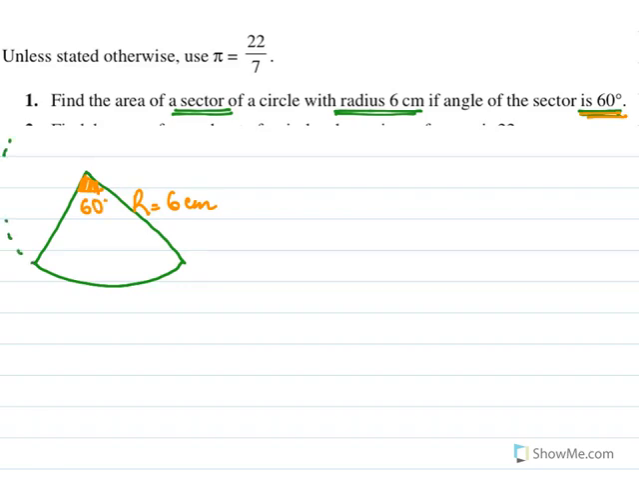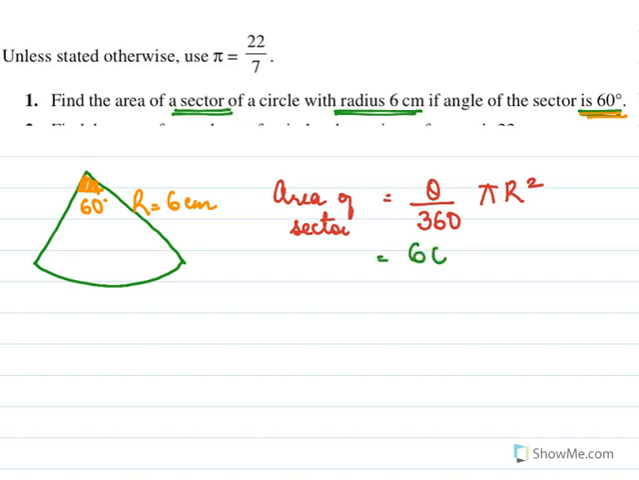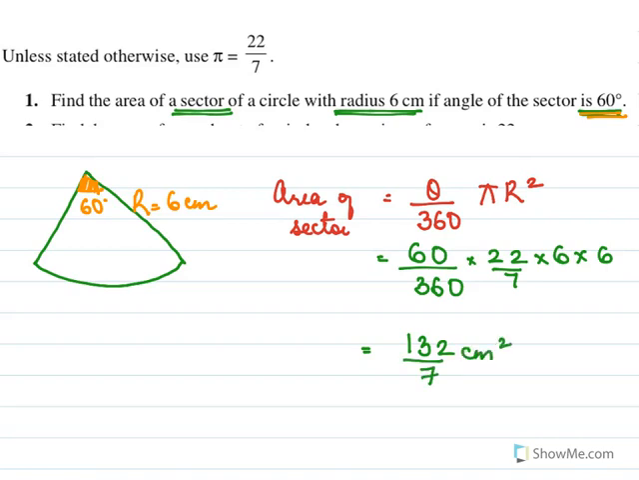However, this is a part of a circle, you know. This is the entire circle. We are going to find the area of the sector. Now the formula for area of sector equals theta by 360 pi r square. In this case, our theta is 60, which they have given, over 360, pi is 22 by 7. The r they've given is 6, so 6 into 6. And when you work this out, you get 132 by 7 centimeter square.